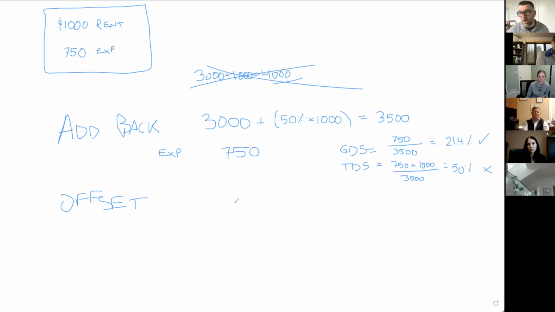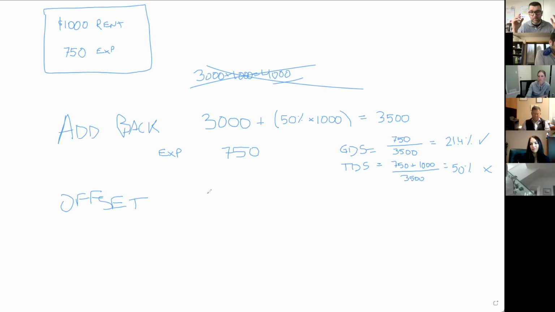What is a typical offset? I've had a frog in my throat all morning, so I apologize. Anyone have an idea of what a rental offset would be? Is it 100%? No. 80? All right, let's try 80. 80 sounds right-ish. So if we take 80%, the critical part is we're taking 80% of the income.